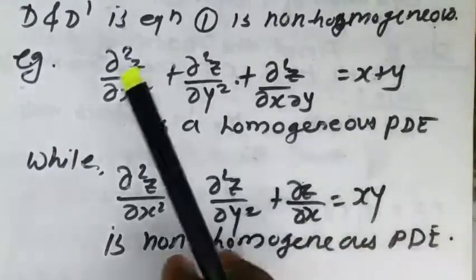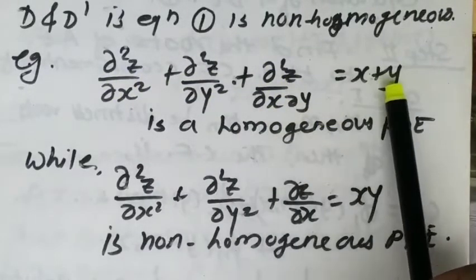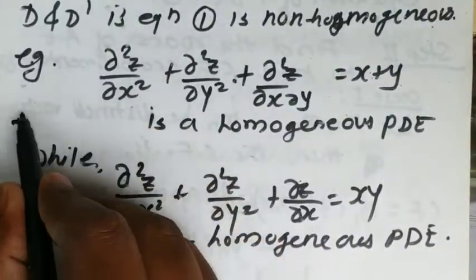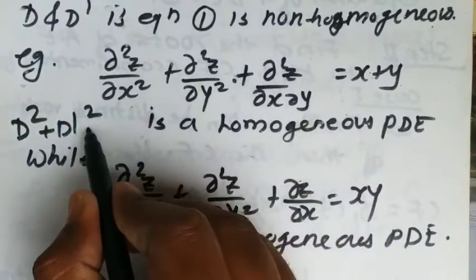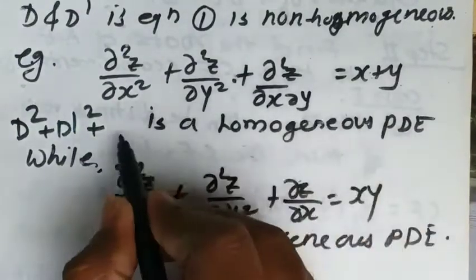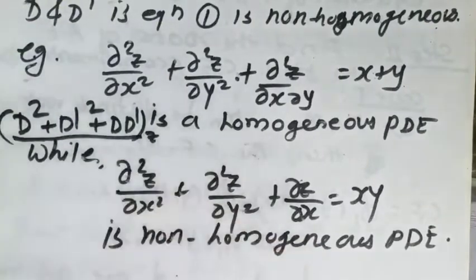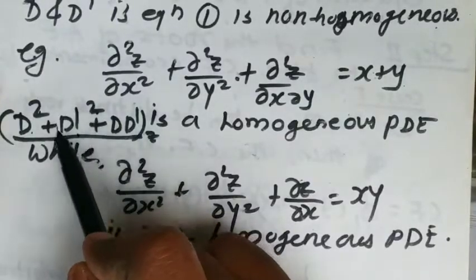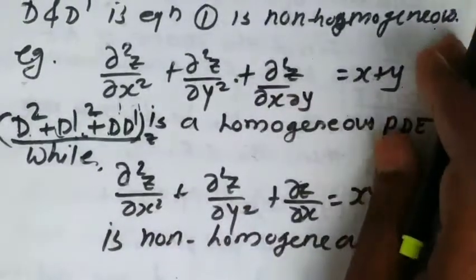Some examples I have written: ∂²z/∂x² − ∂²z/∂y² + ∂²z/∂x∂y = x + y. If you write this in the D and D' form, this will be D² with respect to x, then D'² with respect to y, and here D into D', z can be taken common. So if you see this polynomial f(D, D'), if you check every term, this term is of degree 2, this term is of degree 2, D'², D into D', degree of D is 1 and this one, multiplication we have, so total degree is 2. So all the three terms appear in degree 2.